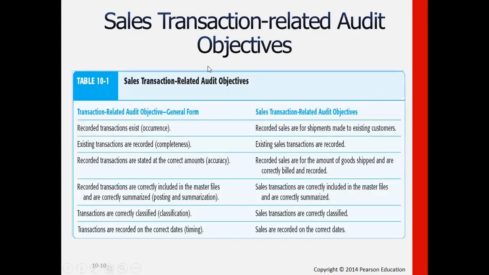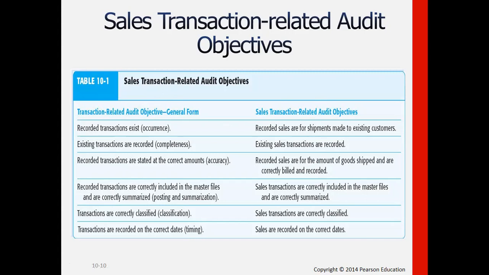Then, an example for sales transaction related audit objectives. So we have the audit objective in general form. Basically, these are the management assertions or representations. For example, in occurrence, the entity or management of the entity represents or presents that recorded transactions really exist. That is occurrence. For some, it is known as existence. And then the audit objective would be that recorded sales are for shipments made to existing customers.